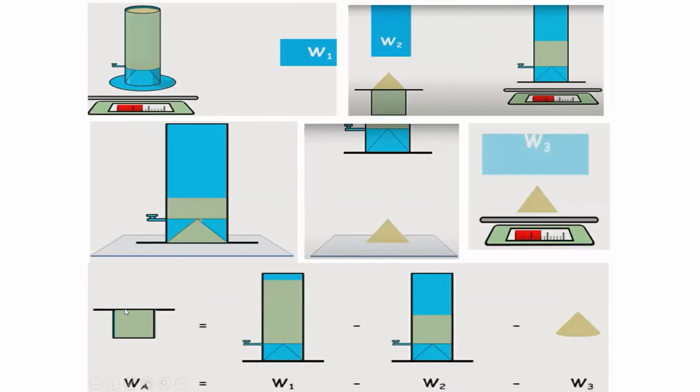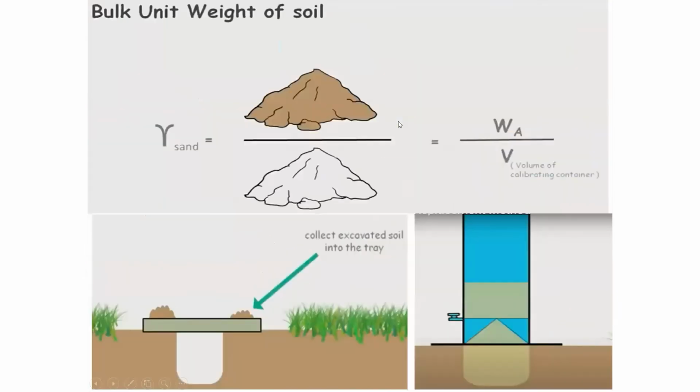Then you are going to the field. Then you will be conducting this. You will excavate the pit. You will put the tray. You will put the sand replacement core. You will open the lid. Soil will be collected. That is how much soil is collected. That is the weight and volume of this hole. So based on this, you will get the bulk density of coarse grained soil.